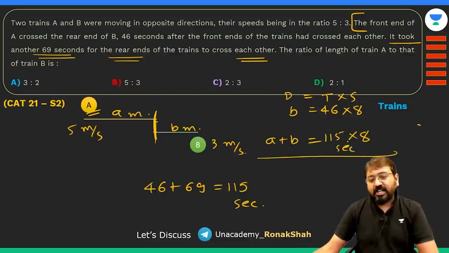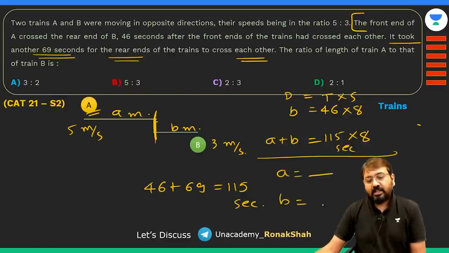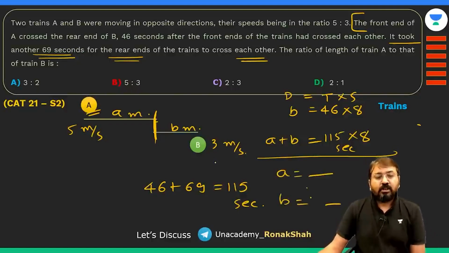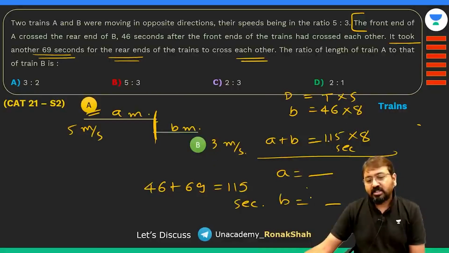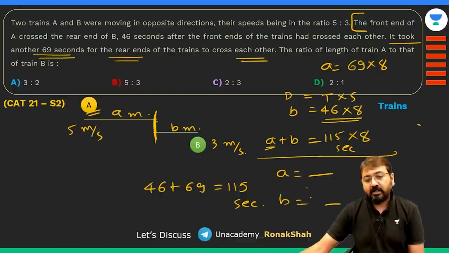So guys, you can straight away subtract this and you will get length of A, and then you will get length of B, and you can find out the ratio, right? So isn't this very simple question? So again, if you want to subtract this, what you can do is 8 is a common factor, so just subtract 115 out of 46. So of course we'll get 69 into 8 as the length of train. This will be A. So A is 69 into 8. What is length of B? It's 46 into 8. So B is 46 into 8.